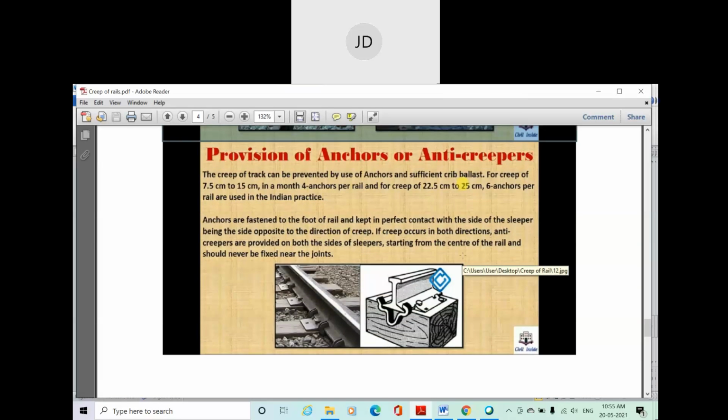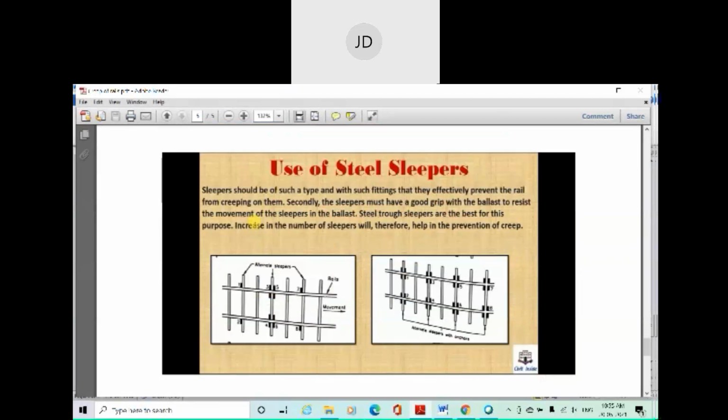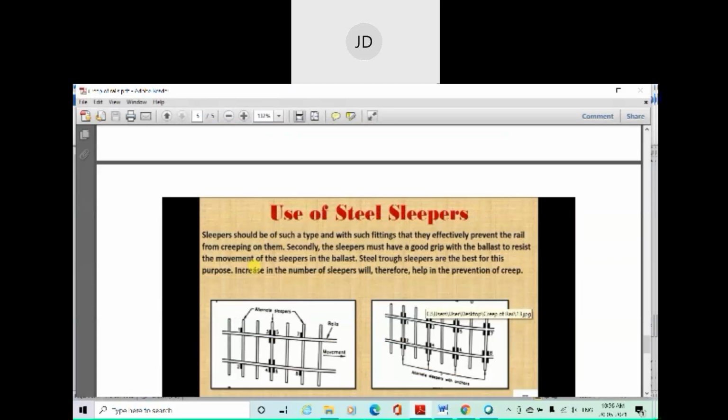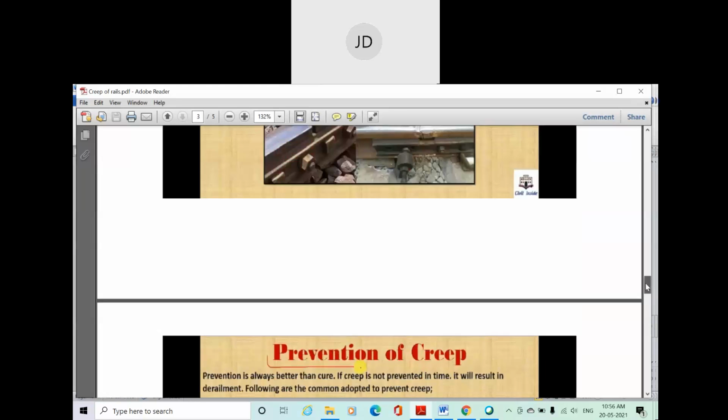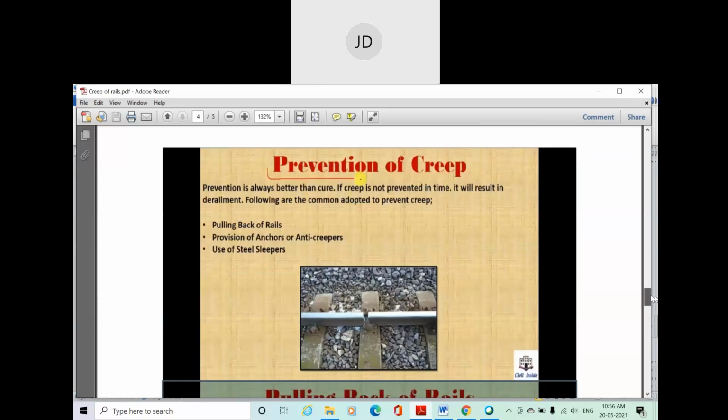You can also use anti-creep anchors or steel sleepers. You can use alternate steel sleepers or full steel sleepers, since a sleeper should be of such type, with such fittings, that it effectively prevents the rail from creeping on it. If you use a steel sleeper, it becomes easy to fix the fastener or anchor the rail. That's why it is also given as a remedy for creep. Where needed, a steel sleeper can be used. So this is all about the remedies, or how to prevent creep: by pulling back the rail, by providing anti-creep anchors, or by using steel sleepers.